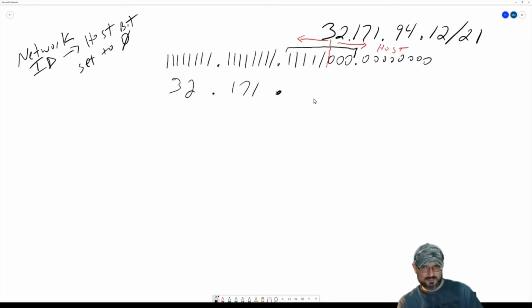So when we take 94 and convert it to binary, we know we can't fit a 128 in there. We can fit a 64 in there. 64 plus 32, nope, that doesn't work. That's going to give us 96. But 64 plus 16 gives us 80. Plus 8 is 88. Plus 4 is 92. Plus 2 is 94. So that is 94 converted to binary.